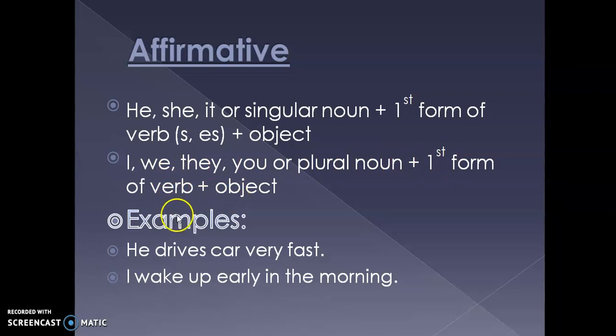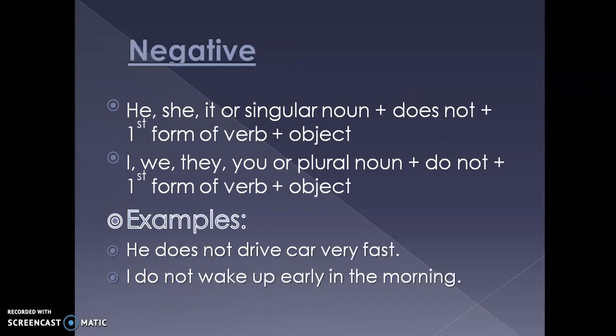Let's learn it more with the examples. He drives car very fast. Now because I have used here he, I have used here drives, s with the verb. He drives. Second example. I wake up early in the morning. With I, we never use s or es in the verb. We never say I wakes up early in the morning. It's wrong.